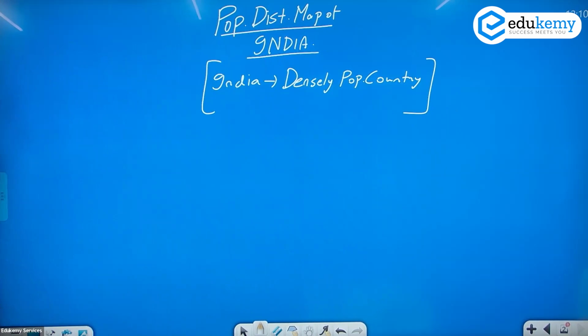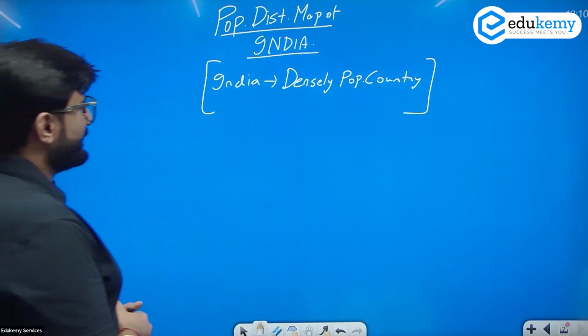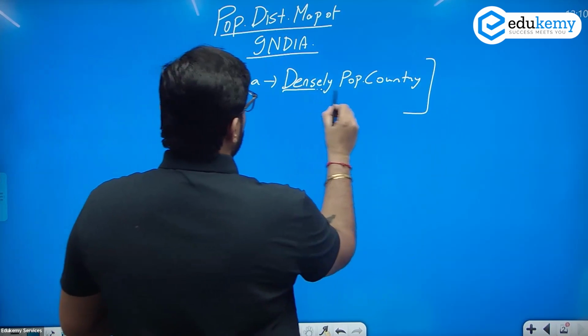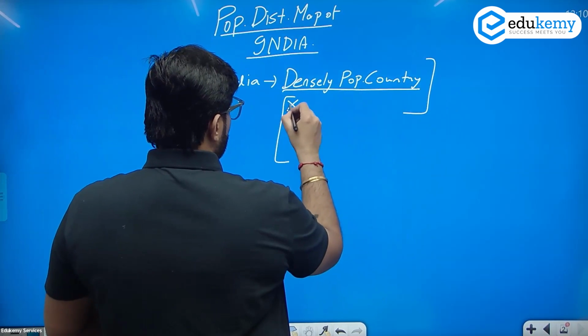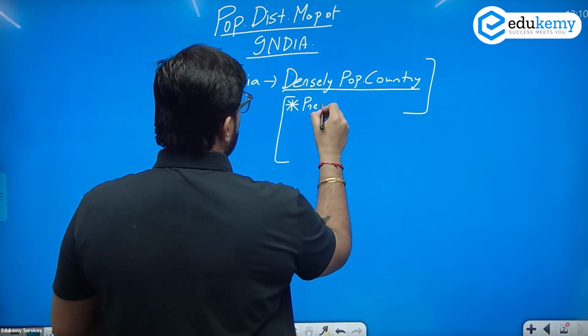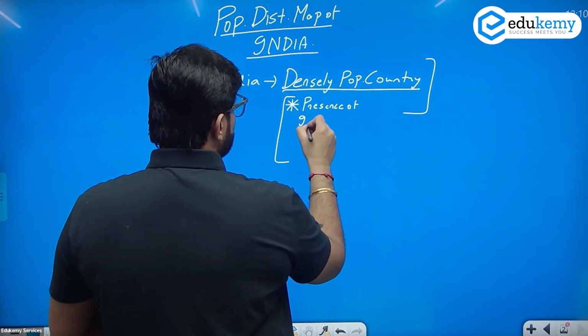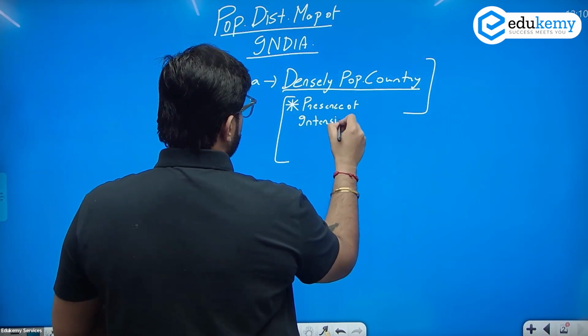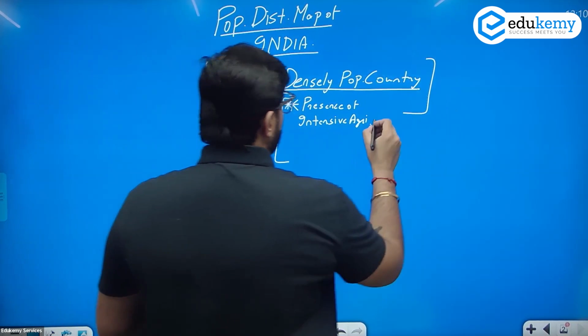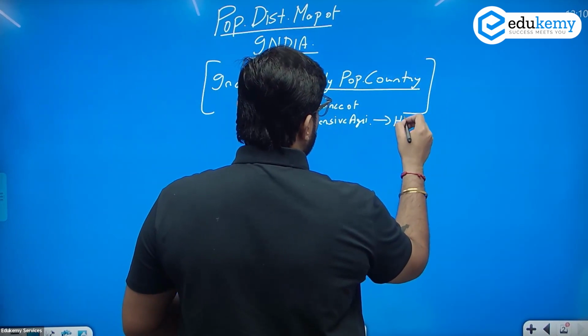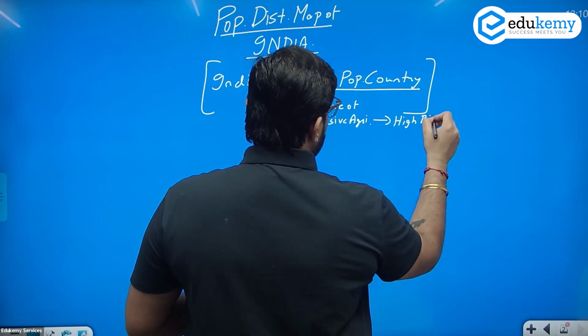Now, guys, when we are talking about the population distribution map of India, India is a relatively densely populated country. And the major reason why India is densely populated is, as you can understand, the presence of intensive agriculture that has given rise to a high birth rate in India.